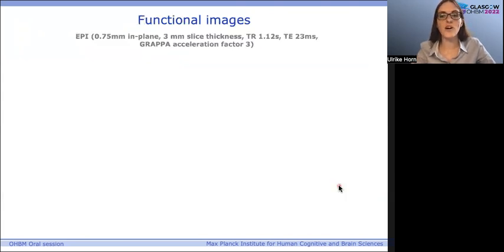But the real challenge are obviously the functional images. So these are way more prone to signal dropout and distortions, which we aim to mitigate with the scanning parameters listed here.